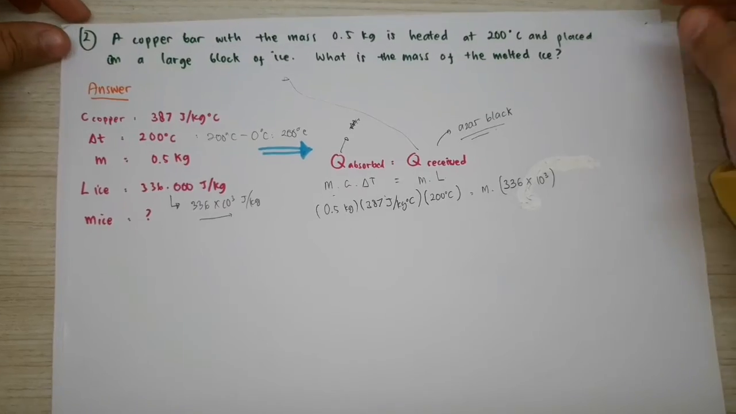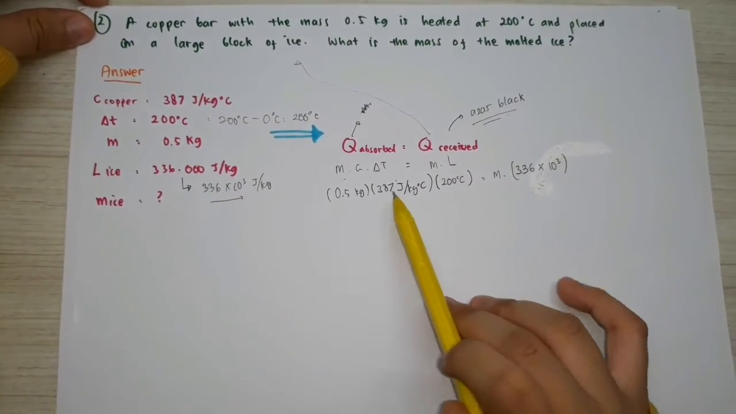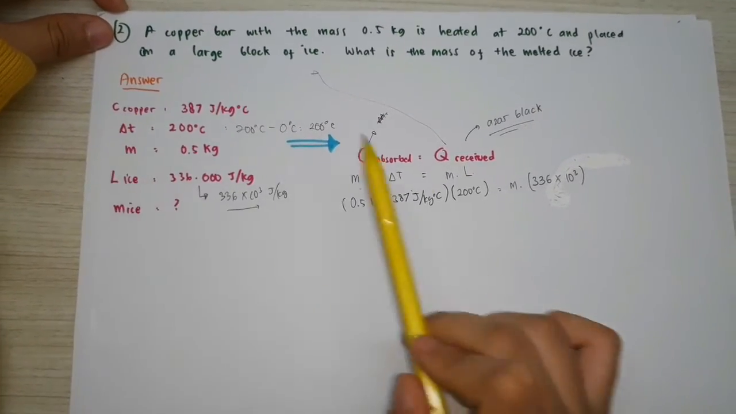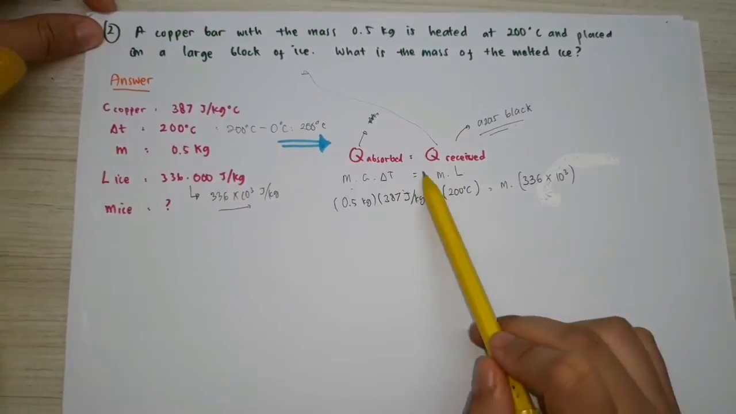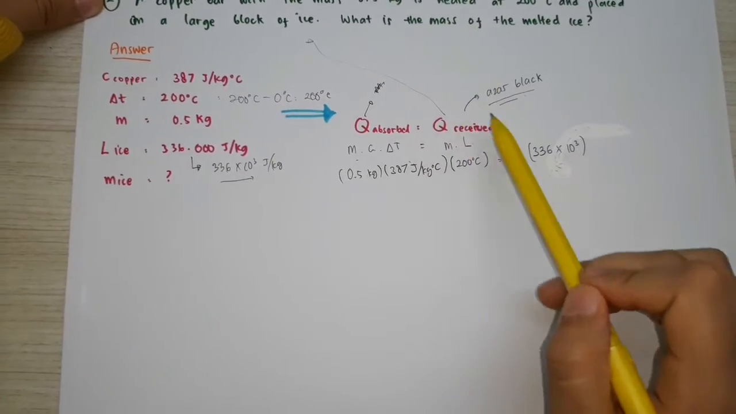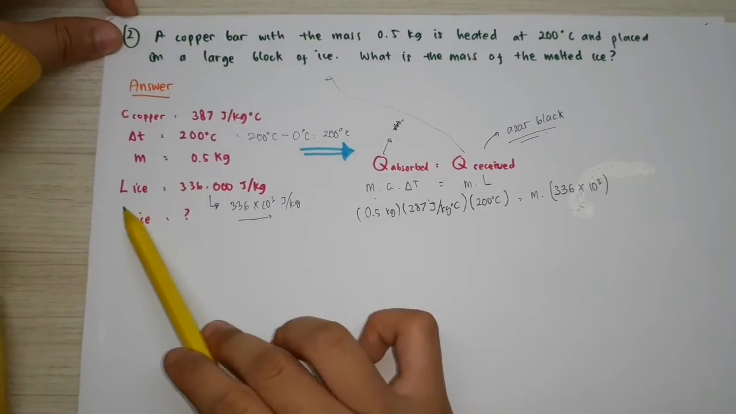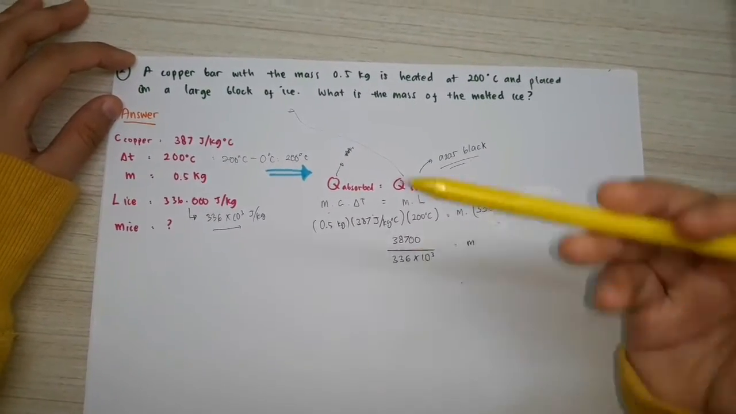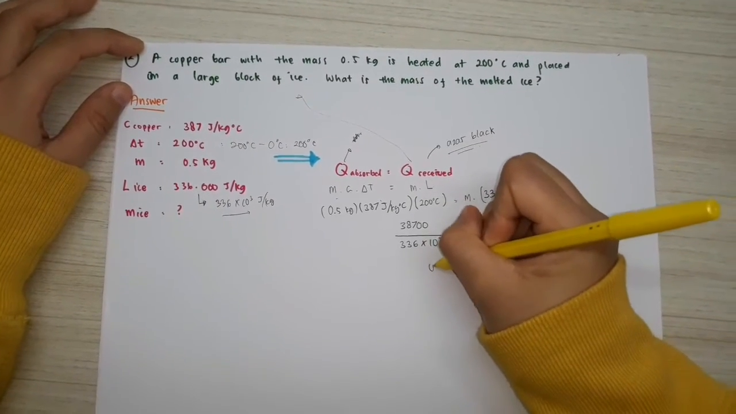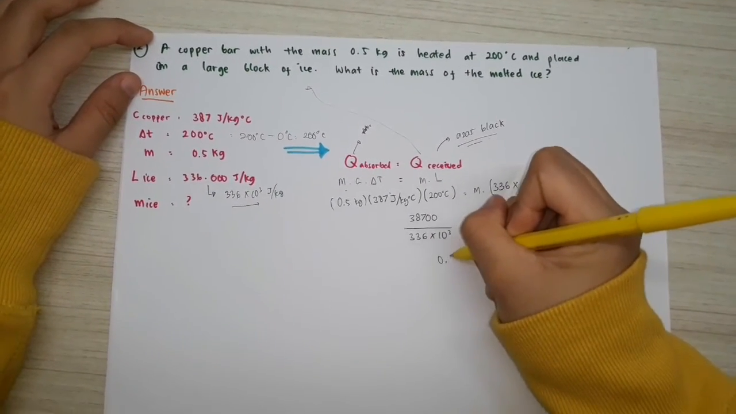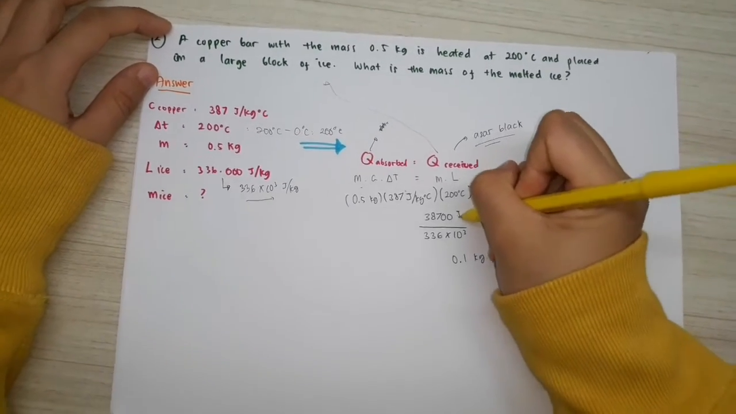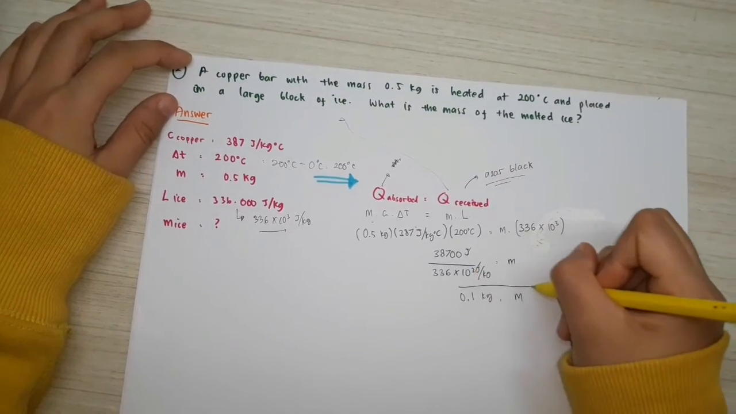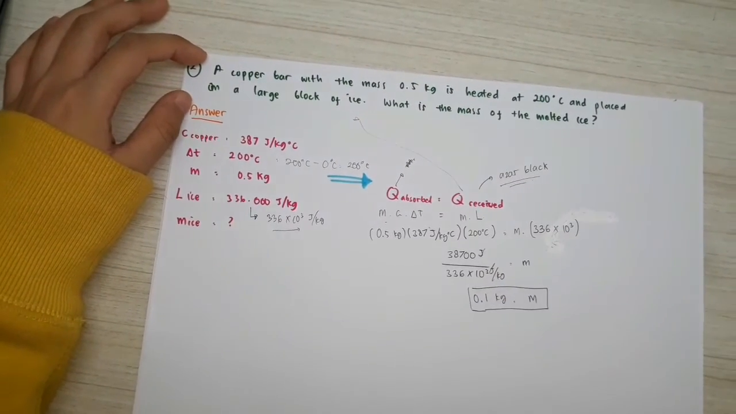So just substitute the values into the formula, like I did. Mass of the copper, specific heat capacity of the copper, and the delta temperature here, equal to mass. That's what we want to look for, right? And the heat of fusion of the ice. Okay, after multiplying all of this and moving it to the other side, the result will be 0.1 kilogram. This is joule and this is joule per kilogram. So the mass of the ice is 0.1 kilogram.